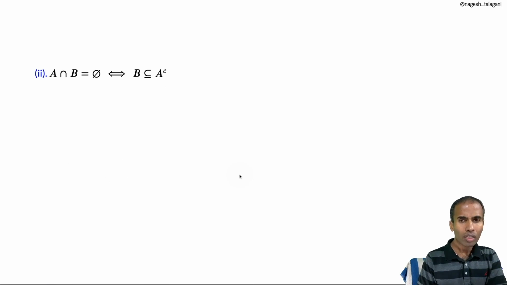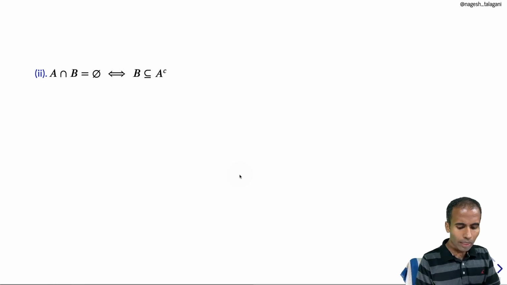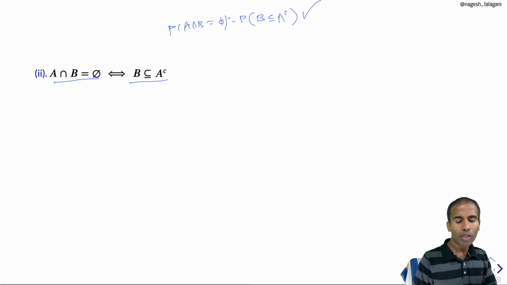Okay, now let us try to answer the second one. Here we should know that A intersection B equal to empty if and only if B is contained in A complement. So computing the probability of A intersection B equal to empty would be the same as computing the probability of B being contained in A complement. Okay, we'll try to compute the probability of B subset of A complement.